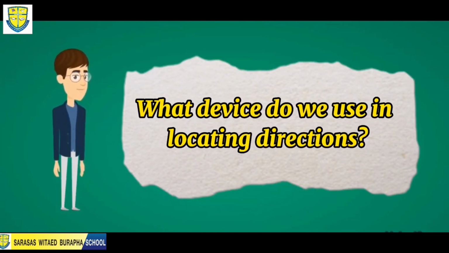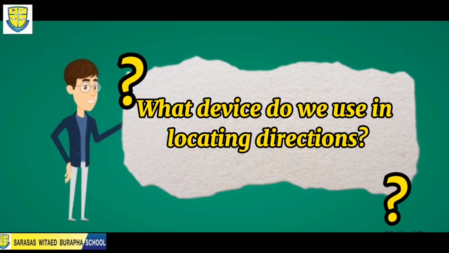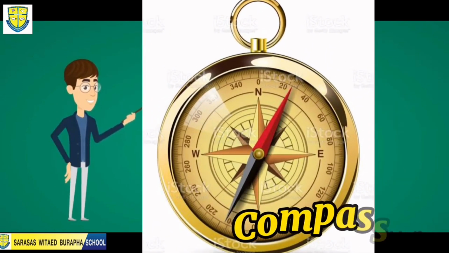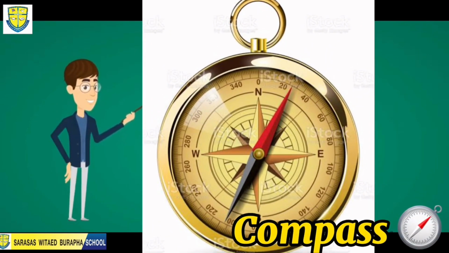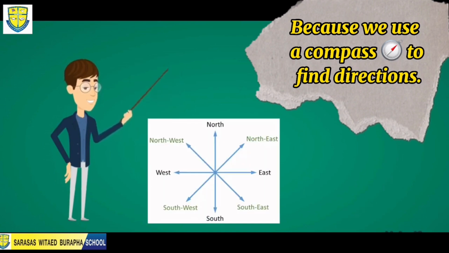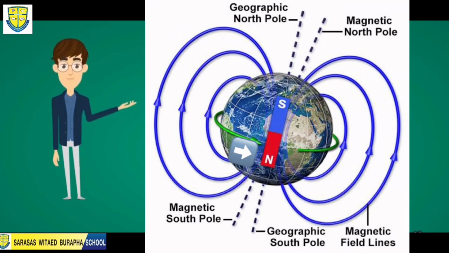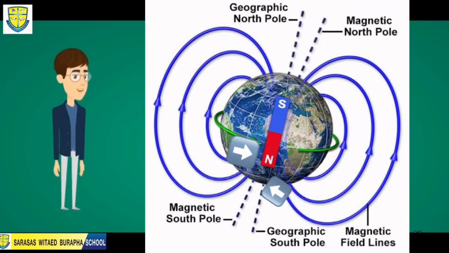Do you have any idea what kind of device we use in locating the right direction? Do you have any guess? If you answered compass, your answer is correct because we use a compass to find directions. The North Pole of the magnet is attracted to the South Pole of Earth.